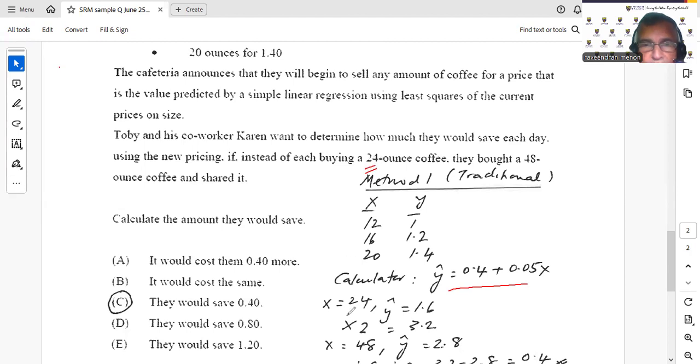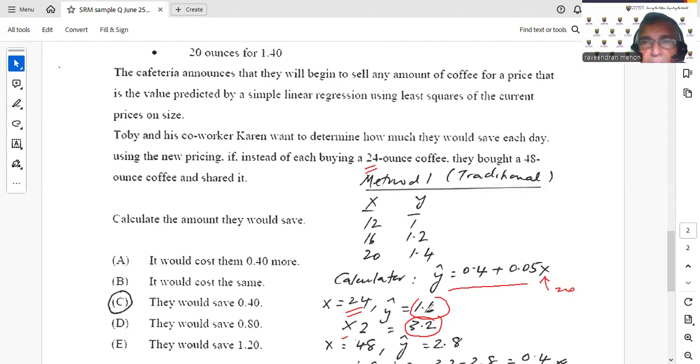When you plug x equals 24 into your calculator, you'll get 0.4 plus 0.05 times 24, and you'll get 1.6. And remember, they're each buying a 24-ounce coffee, so we have to multiply by 2, right? So they're spending 3.2. Okay, great.